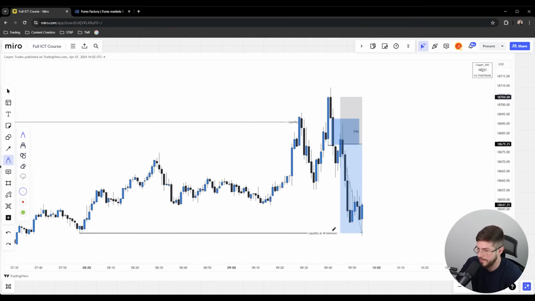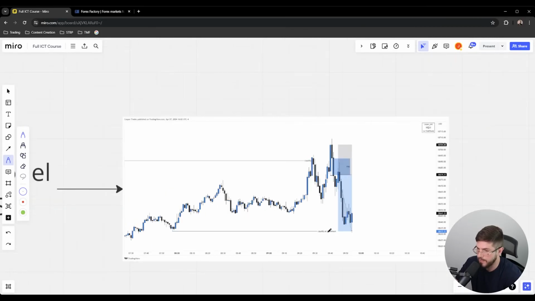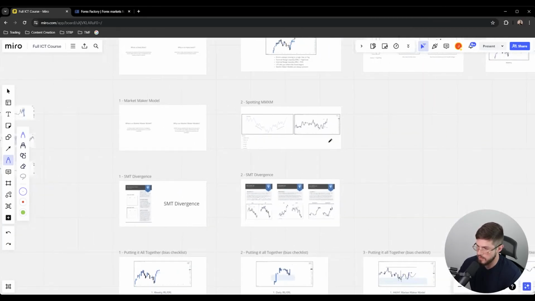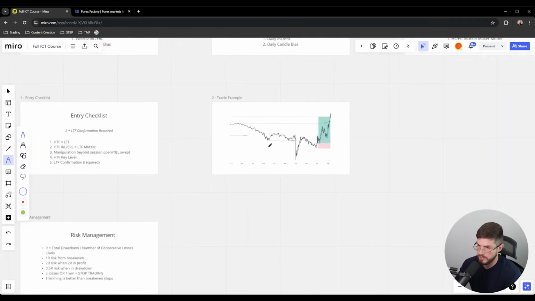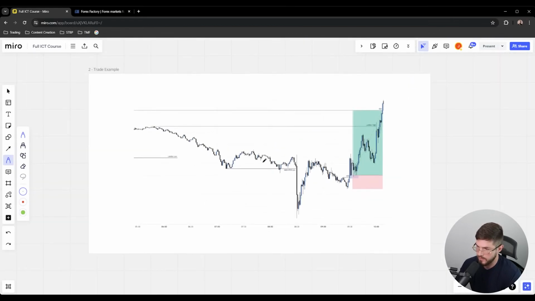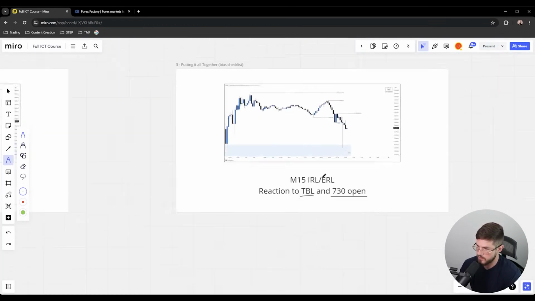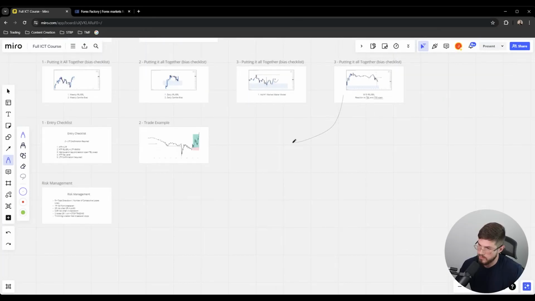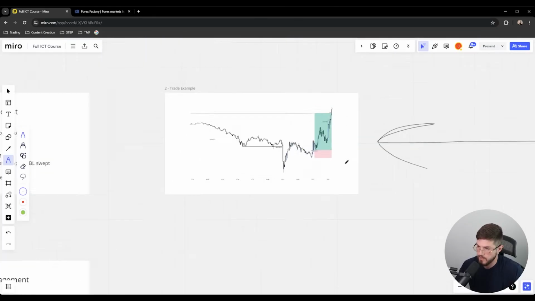Now, you always want to target at least 2R, but we're going to be able to get much further if we're pairing everything I've taught you in this course together. For example, in the price example that we just talked about, this is the 15-minute chart. Down here is the 1-minute view.